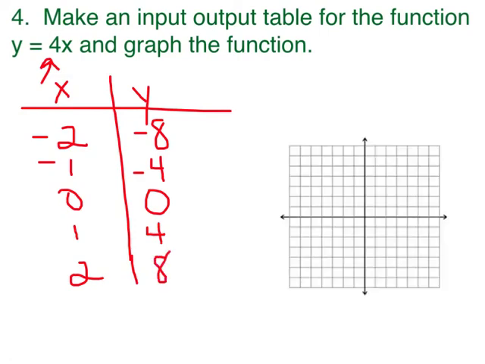Then I'm going to graph this on a coordinate graph. I go -2, -8, which doesn't fit my graph, so I'm going to do -1, -4, and 0, 0, and 1, 4, and then 2, 8 doesn't fit my graph, but I do have 3 points, so that's enough to graph it. And you're going to use a straight line. I'm going to pretend that I have a straight line and graph.